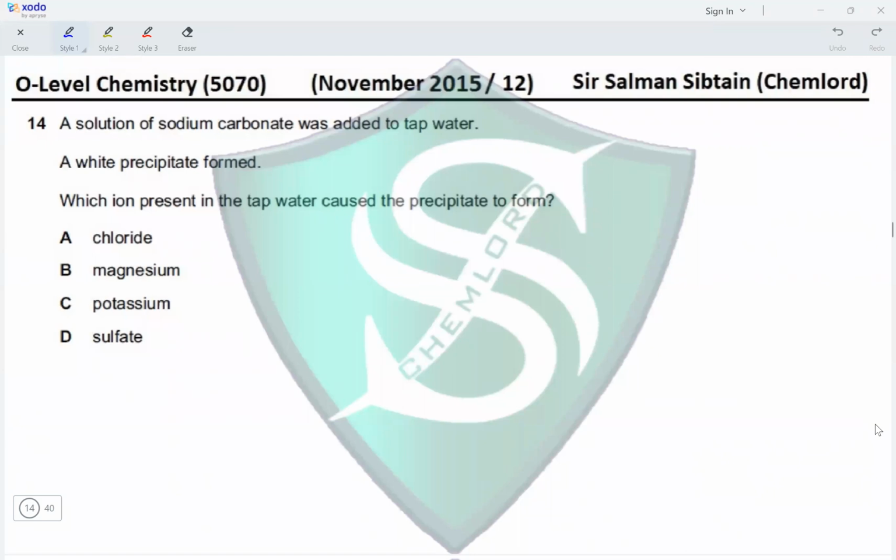Question 14. A solution of sodium carbonate was added to tap water. A white precipitate formed. Which ion present in the tap water caused the precipitate to form? So chloride. Sodium chloride is soluble, will not form a precipitate. Magnesium carbonate is insoluble, will form a precipitate. Potassium carbonate is soluble and will not form a precipitate. And sodium sulfate is also soluble and it will not form a precipitate. Therefore, the correct option for this question is option B.